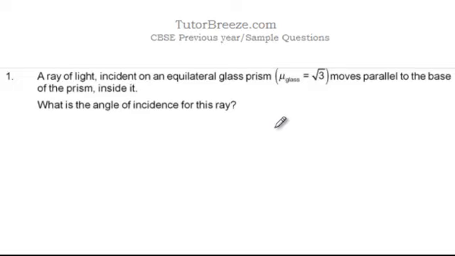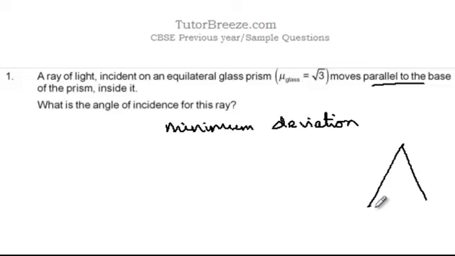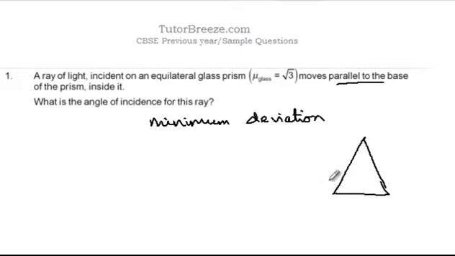In this question, you are given that a ray of light moves parallel to the base of the prism and the refractive index of the prism is given. The important point to remember is that when it moves parallel to the base of the prism, that is a condition for minimum deviation. The angle of incidence and the angle of emergence are both going to be equal.